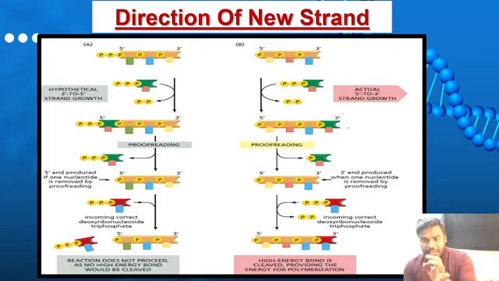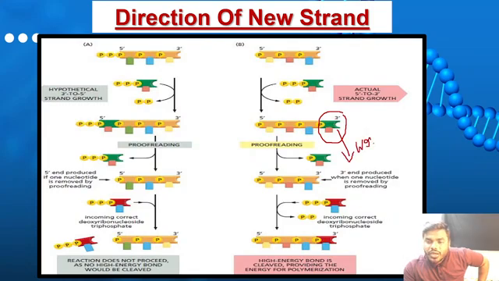Everyone pay attention. During the proofreading, what is happening? The DNA polymerase enzyme identifies what? Whatever nucleotide we have added is the wrong nucleotide. That is not a healthy nucleotide. Now what are we going to do? We remove that particular wrong nucleotide.